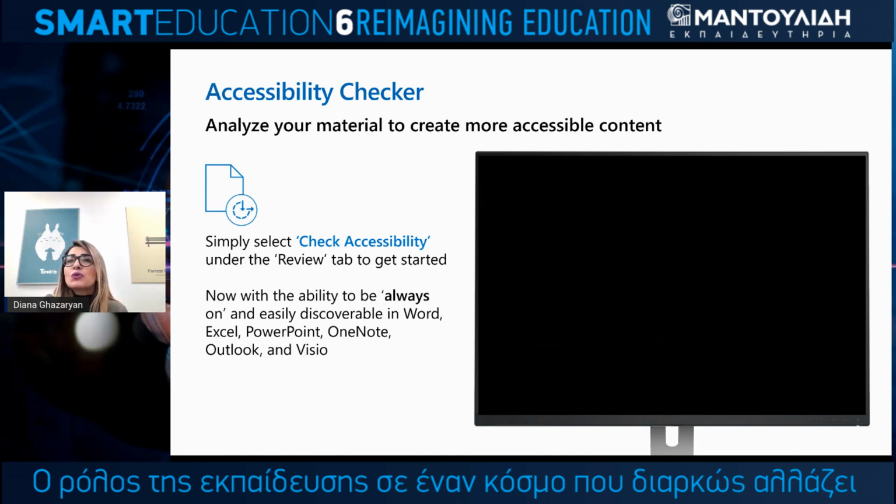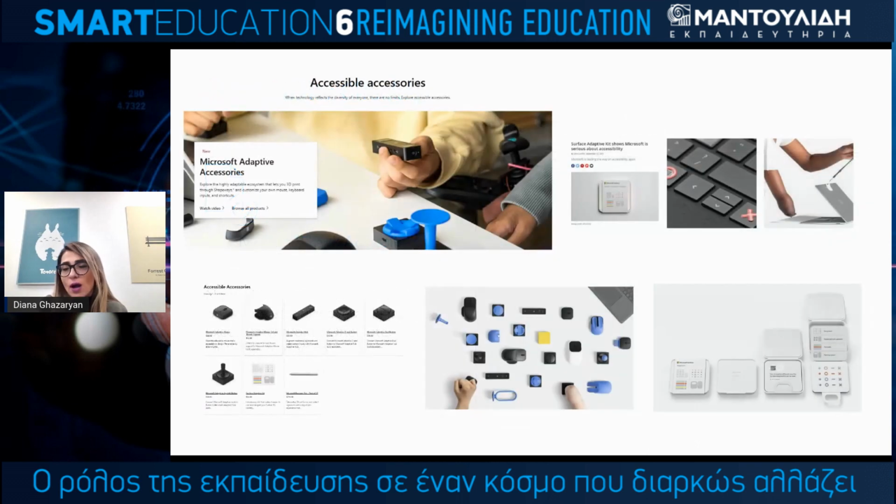And if there is an issue with the vision, they can just listen to what is depicted in that picture. The latest news from Microsoft is the accessible accessories, and they actually came out this fall. This is an innovation, a customizable mouse which you can use if you have issues with the limbs, for example. You can customize the mouse that you would like to use.